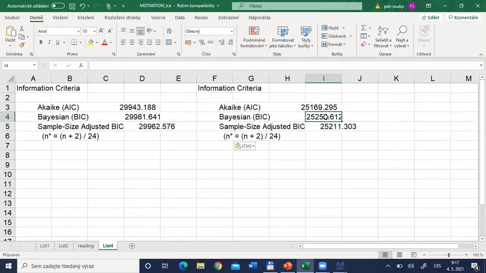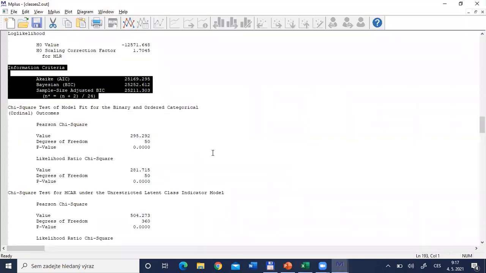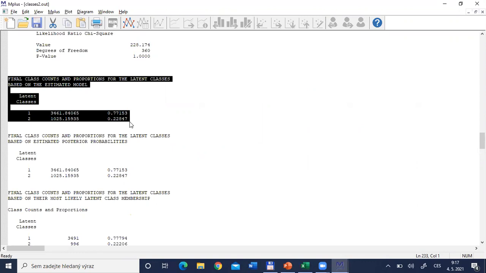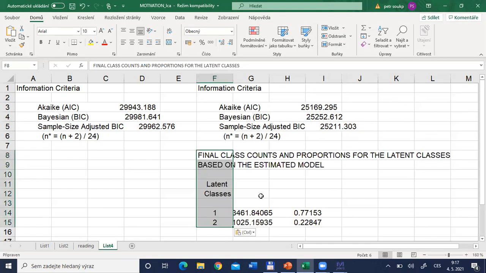So my question is whether the model with two classes is better than the model with one class only. It is better. Okay, so definitely much better are these models. So I would go down and read briefly some results. Here we have the sizes of latent classes. So here we have a bigger class, approximately 3/4, and a small class, approximately 1/4 of all kids.